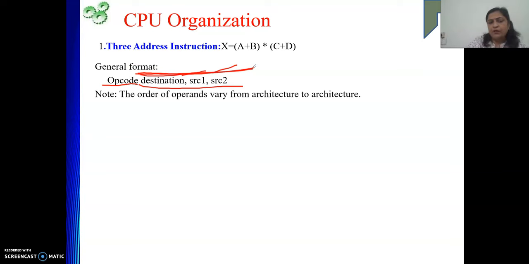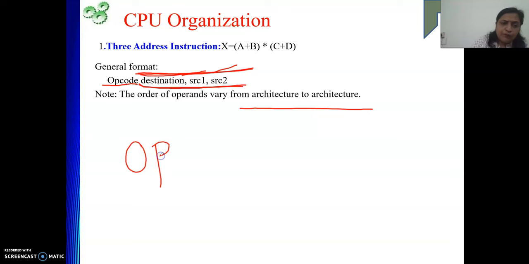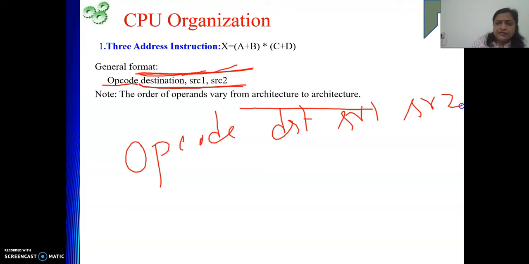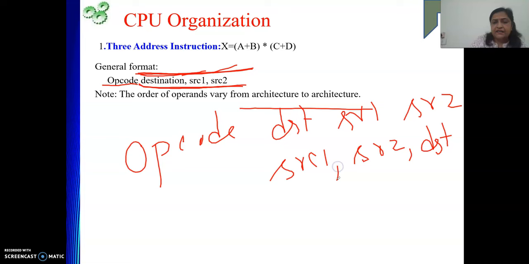Another very, very important point is that the order of the operands may vary from architecture to architecture. What does it mean? See, here I have written opcode, then destination, then source 1, source 2. Someone may write source 1, source 2, and then destination. This is also perfectly correct. Different architectures follow different ordering. In our problem solving, we are taking this particular order: first destination, then source 1, source 2.